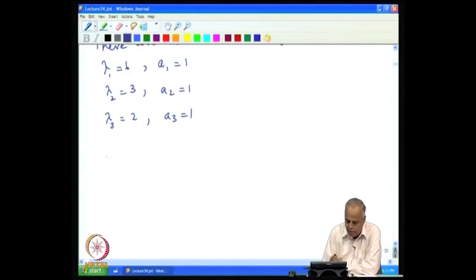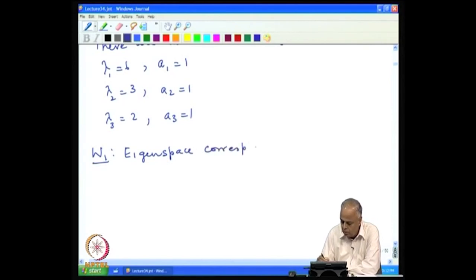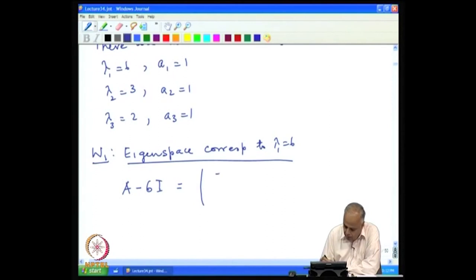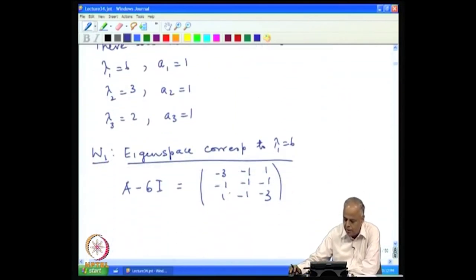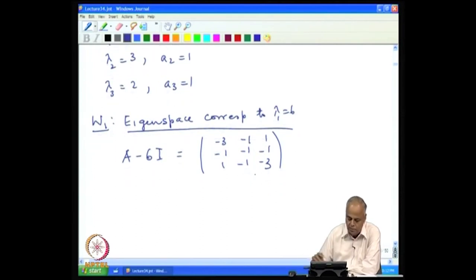Let us find the eigenvectors. So, first, the eigenspace corresponding to lambda 1 equal to 6. For this, we must look at the matrix A minus 6 I, because lambda 1 is 6. A minus 6 I is this matrix: minus 3 minus 1 1, minus 1 minus 1 minus 1, 1 minus 1 minus 3. This matrix is obtained by taking the matrix A and subtracting 6 from the diagonal. So, if you subtract 6 from the diagonal, you get this, and all the other entries remain unchanged.